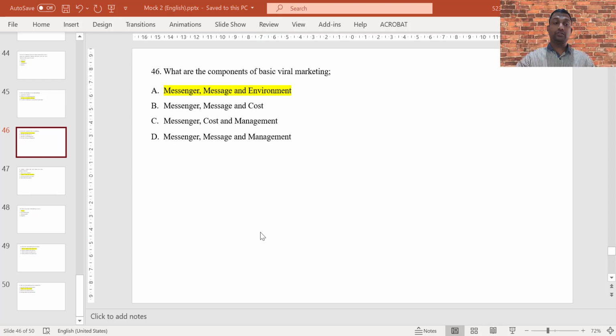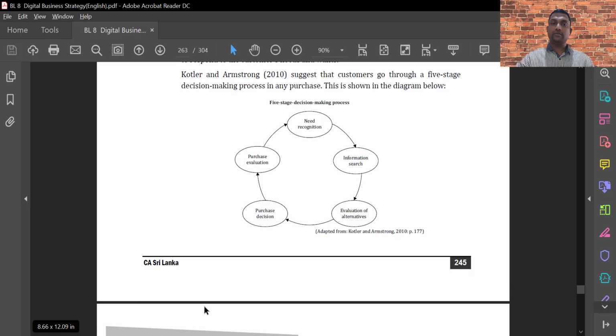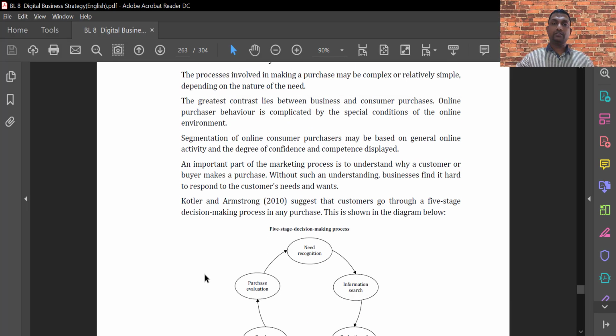Question number 47. Identify a variable that could influence the online purchaser's behavior. So there are 4 answer points given. Meteorological information, conditions of the online environment, browsing speed of the search engine, mental state of the purchaser. So let's look at how this is explained.